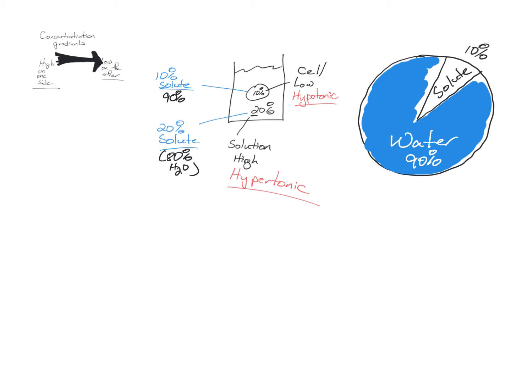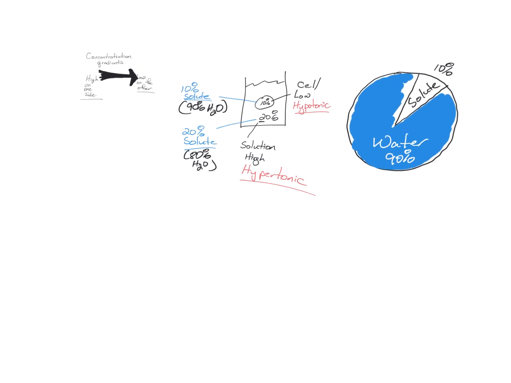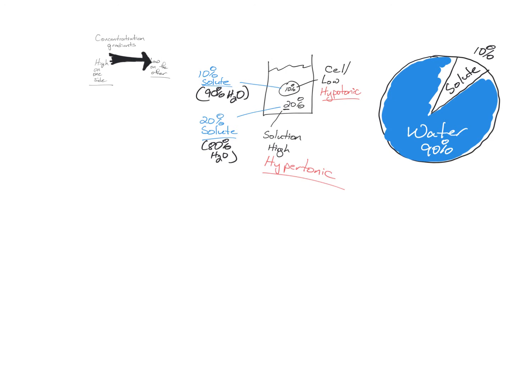Now, you have to keep that in mind because later you'll be asked to do things like calculate water potential, and if you don't consider that whatever is left is the solvent, then you're going to run into problems. So in a hypertonic solution, the solute's higher, but the water's lower. Does that make sense?